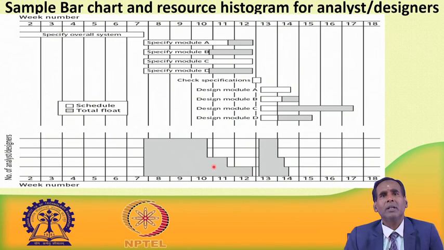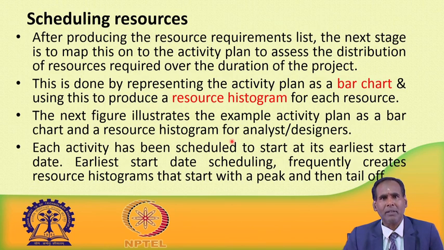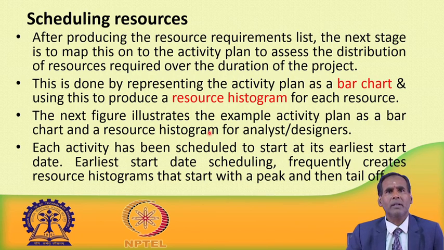You can see that this scheduling is based on earliest start time. See, there are so many ups and downs. There are peaks, then suddenly it falls down. Again there is a peak, then again it falls down. So, it is not uniform, it is not even. This is the problem of scheduling based on earliest start time, that I have already told you.